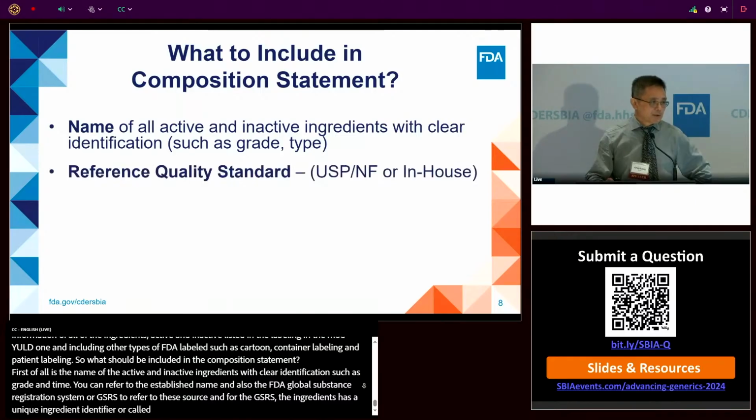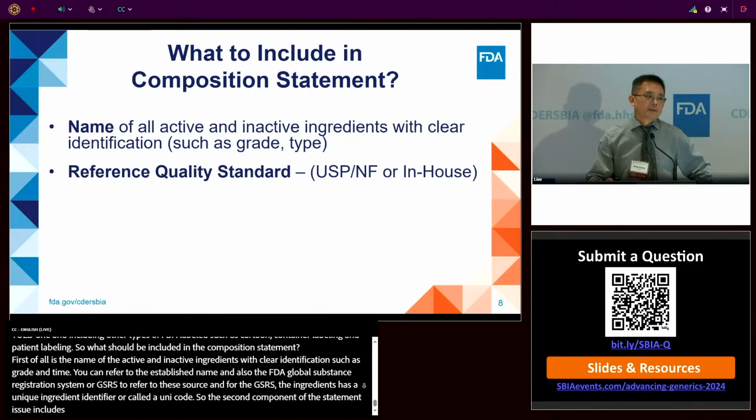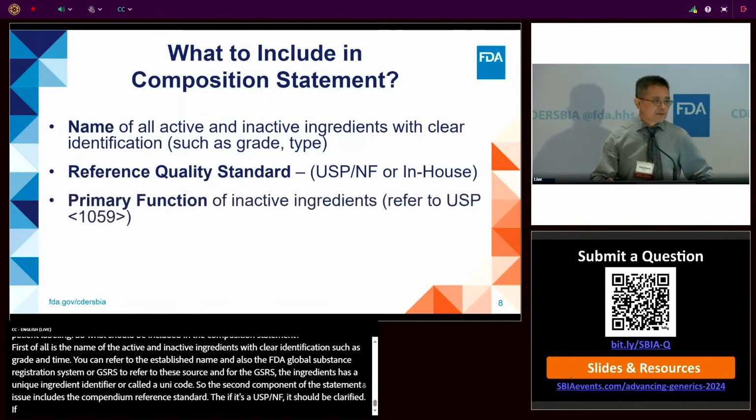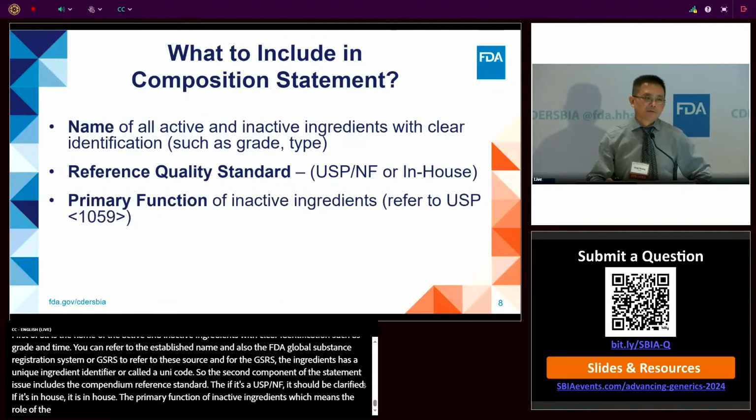Second, the statement should include the compendial reference standard. If it's a USP-NF, then it should be clarified. If it's in-house, then it's in-house. And also the primary function of inactive ingredients, which means the role the ingredients play in the formulation.